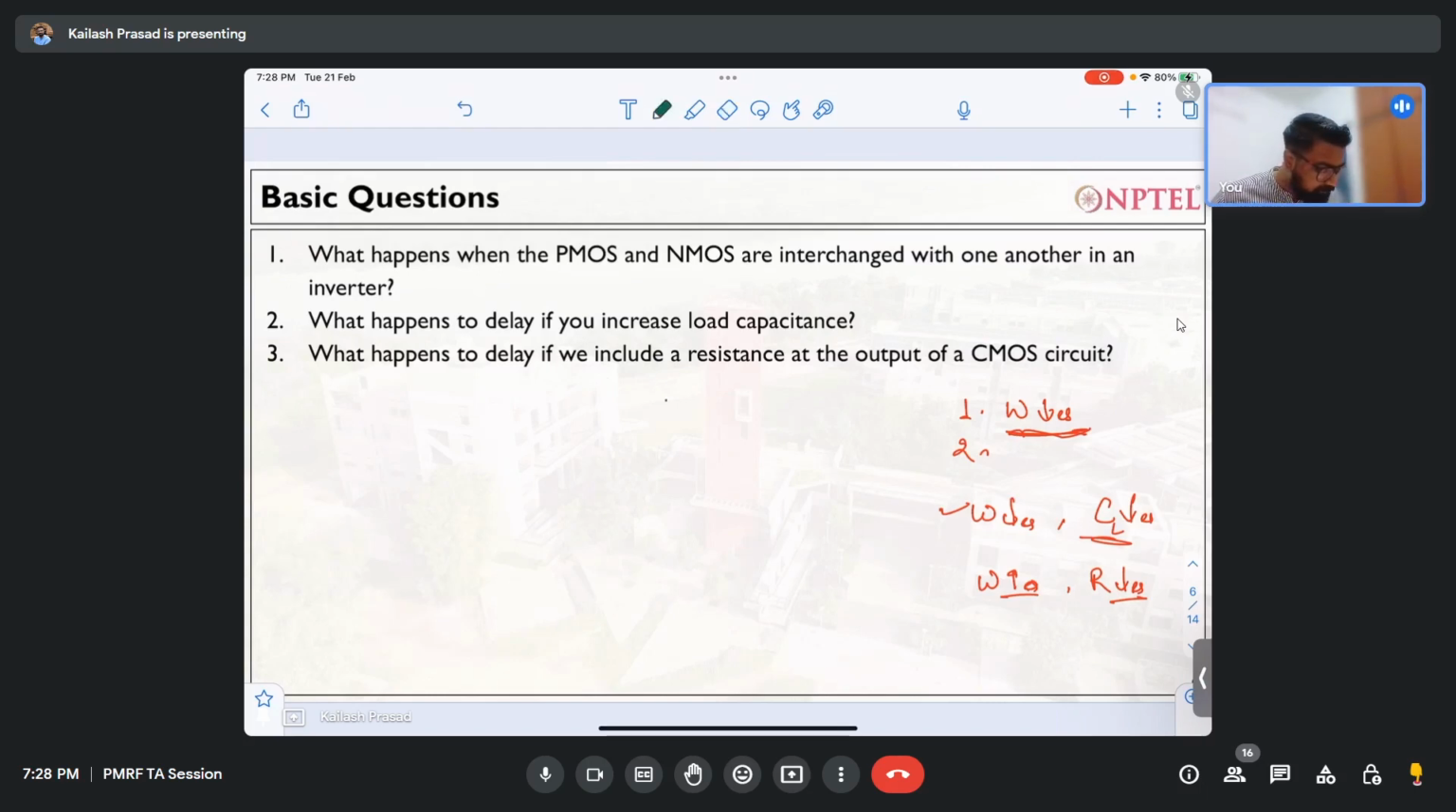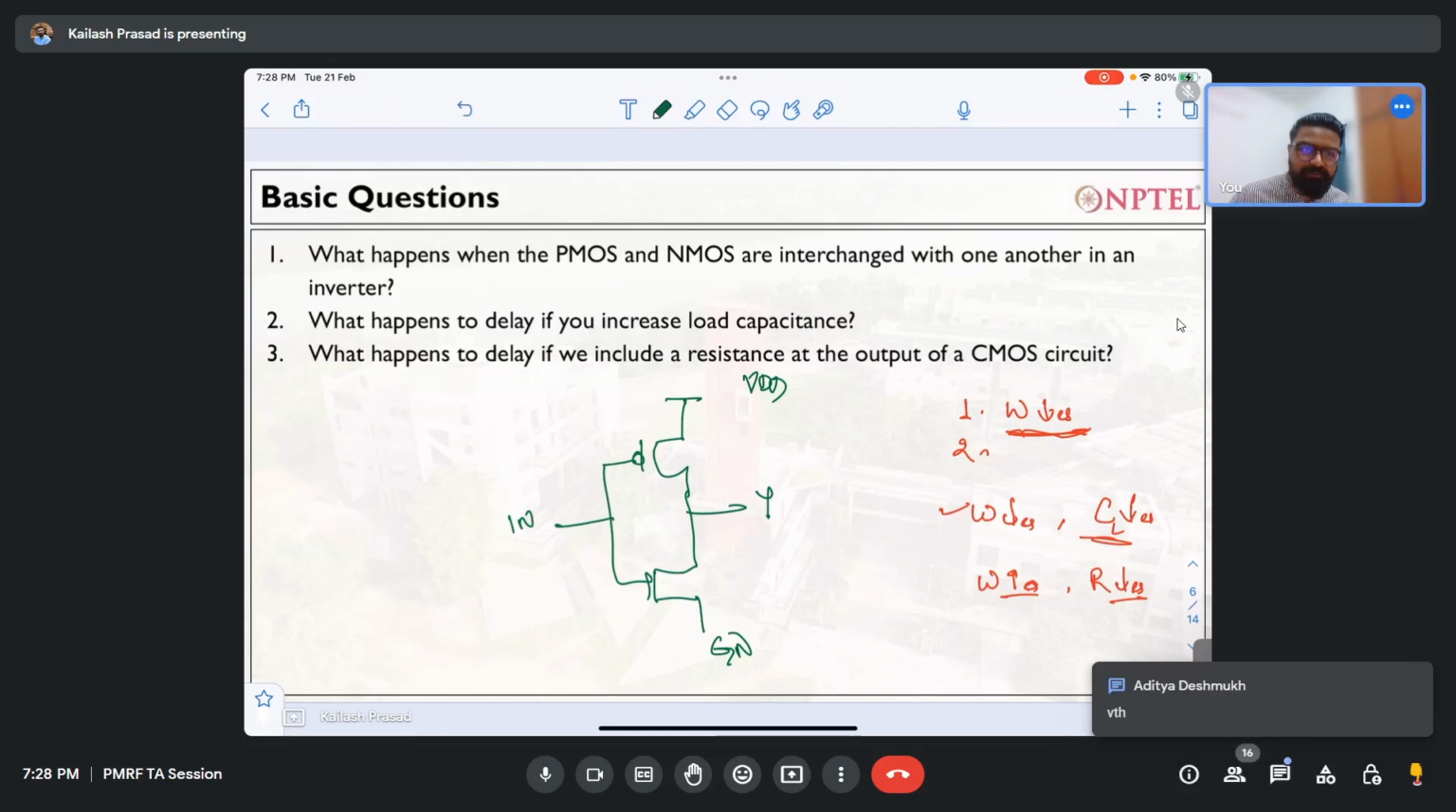So what is the question? I have a PMOS and I have an NMOS, and this is an inverter. Can anybody tell me what will be the case if this is my VDD, this is my ground, this is my input, this is my output? What value should the input have such that both PMOS and NMOS are on? Anyone? VTH. VTH of what, NMOS or PMOS? NMOS, okay.